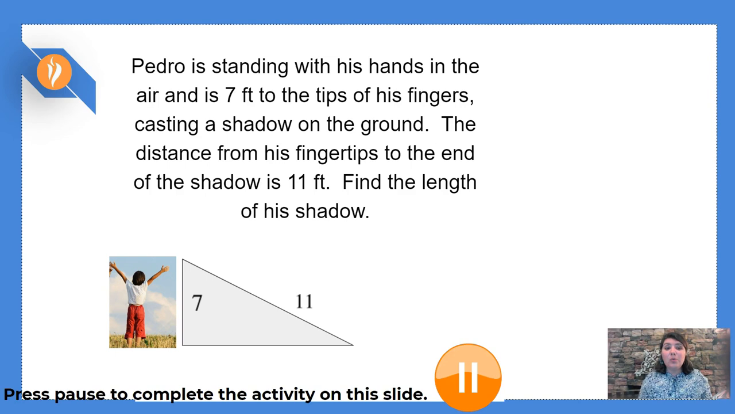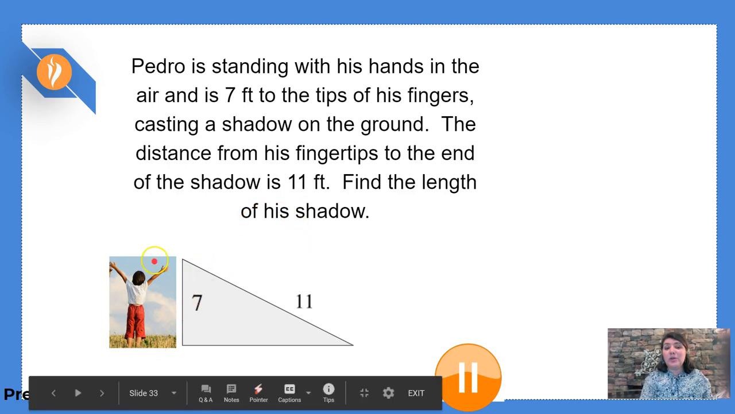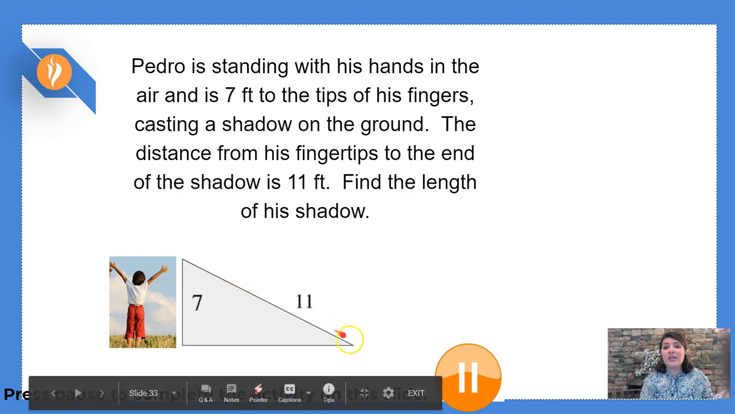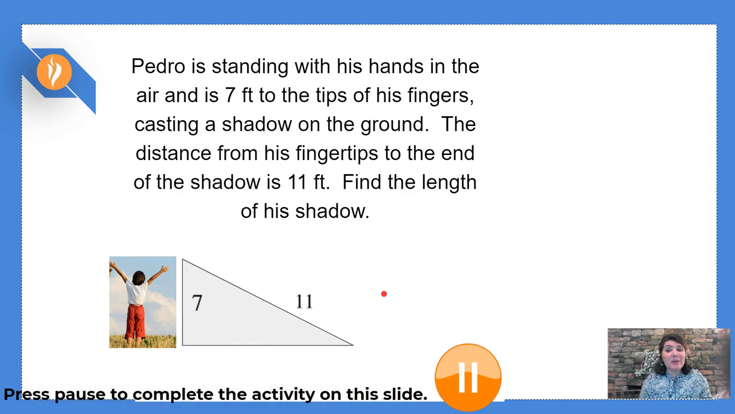So if I label what I know, Pedro is 7 feet high from his toes all the way to the tips of his fingers. And it tells me that it's 11 feet from the top of his fingertips up here to the end of his shadow. So his shadow is going to be on the ground. So that's the value I want you to find. So go ahead and pause me, work it out and find that leg, and let me know when you're finished. Come back.